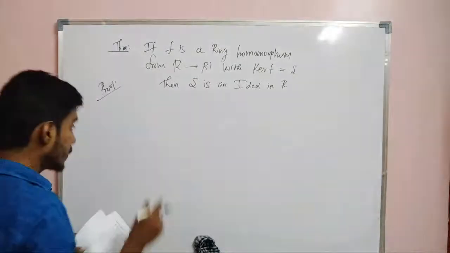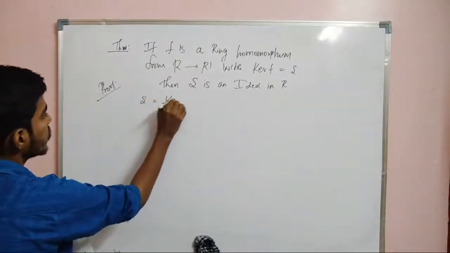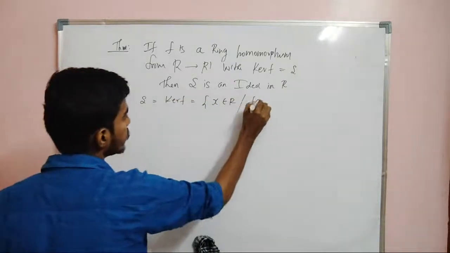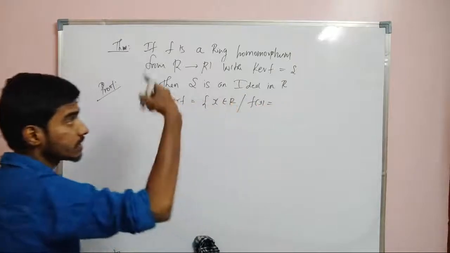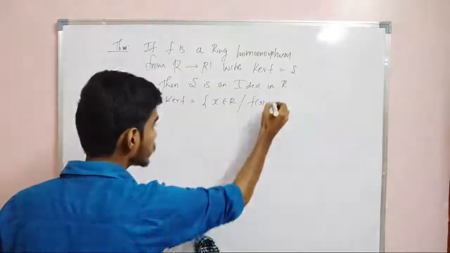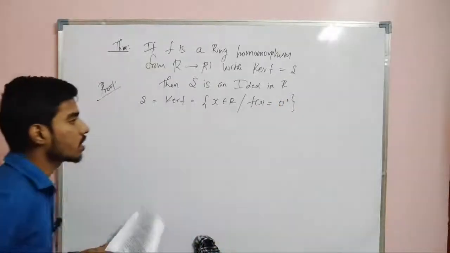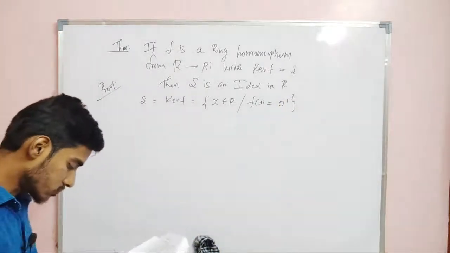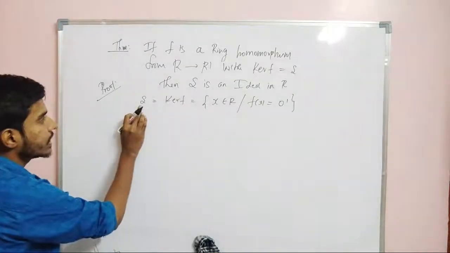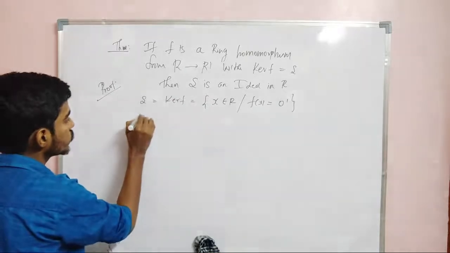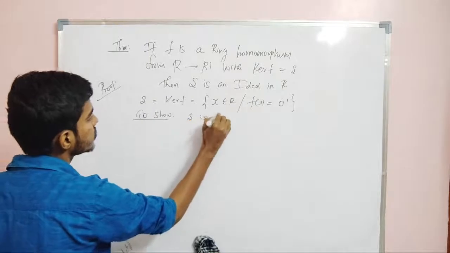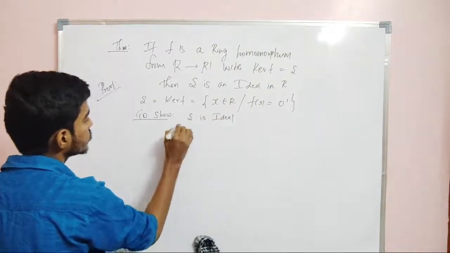So what is S? S is the kernel of f. So the kernel of f is the set of all x in R such that f of x is equal to the identity element, that is, f of x is the identity element of R dash. So let us say this is 0 dash. So 0 dash is the identity element of R dash, right? Now we need to show that S is an ideal. To show S is an ideal, we need to show two conditions.